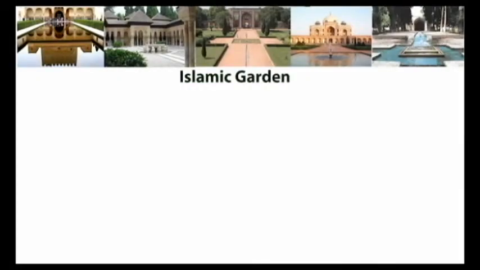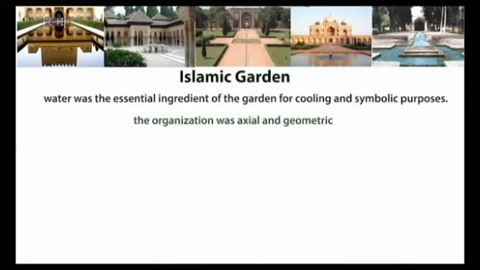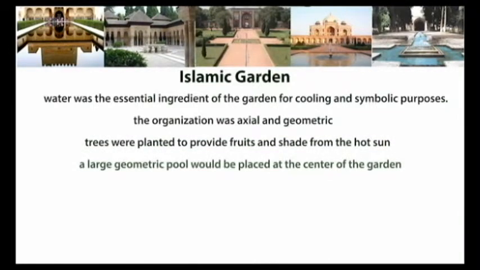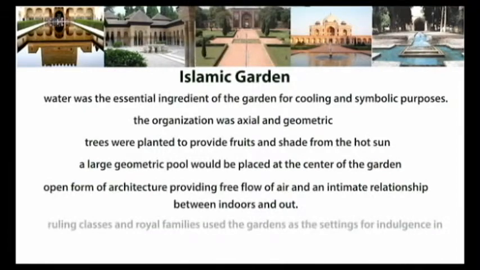The Islamic garden. Water was the essential feature of the garden for cooling and symbolic purposes. The organization was axial and geometric. Trees were planted to provide fruits and to shade from the hot sun. Normally, a large geometric pool would be placed at the center of the garden. There would be a raised pavilion, house, or even a palace with an open form of architecture, providing free flow of air and an intimate relationship between indoors and out.